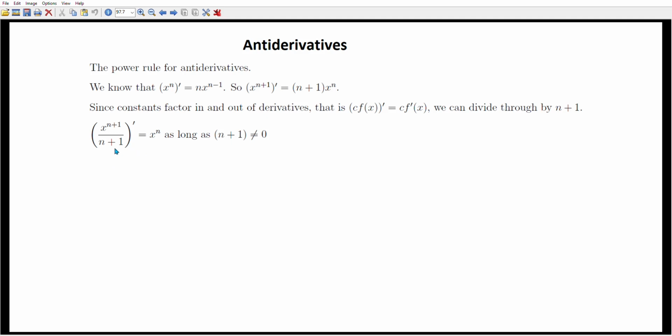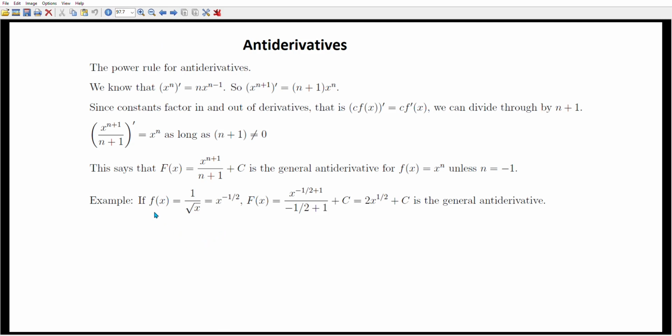The derivative of x to the n plus 1 over n plus 1 is x to the n, as long as n plus 1 is not 0. And why this is worth something is, since this derivative is that, an antiderivative for x to the n is x to the n plus 1 over n plus 1. And that says the general antiderivative is x to the n plus 1 over n plus 1 plus c for f of x equals x to the n, unless n equals minus 1, in which case we'd get a 0 here. So we don't know what the antiderivative for x to the minus 1 is, but for every other power of x, this formula tells us the general antiderivative.